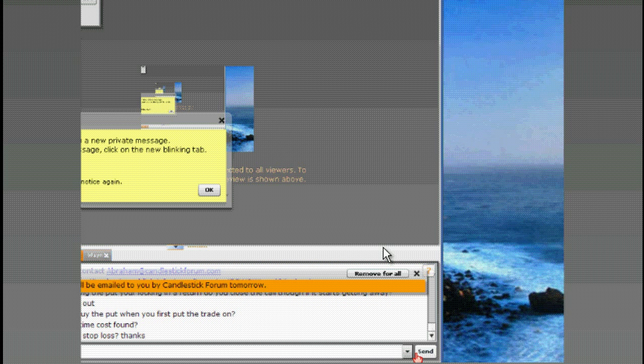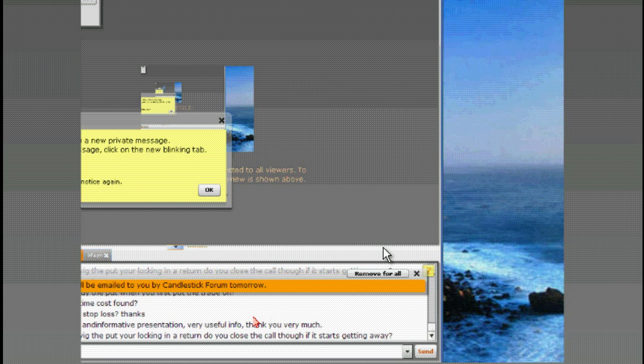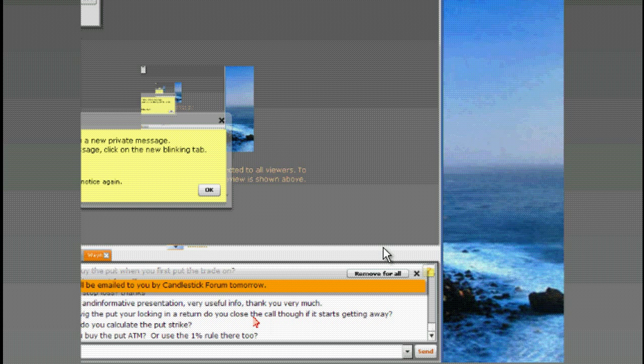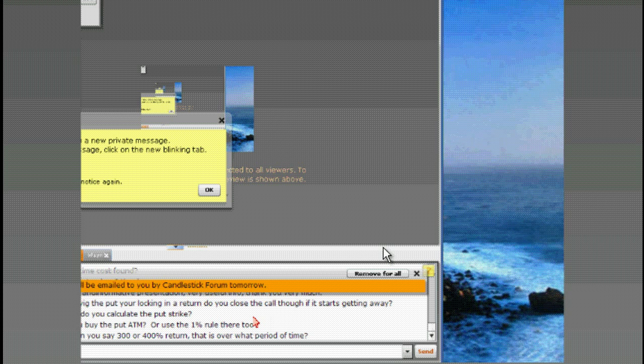Okay, here's a question from Jimmy. Do you buy the put when you first put the trade on? And Jimmy, these market neutral trades, there's two ways you can trade these. You can buy the call and buy the put simultaneously, or you can leg into the spread. And if you buy a call option and have a profit in it, you could buy the put at a later date. So there's two ways to enter these trades. We do it both ways.